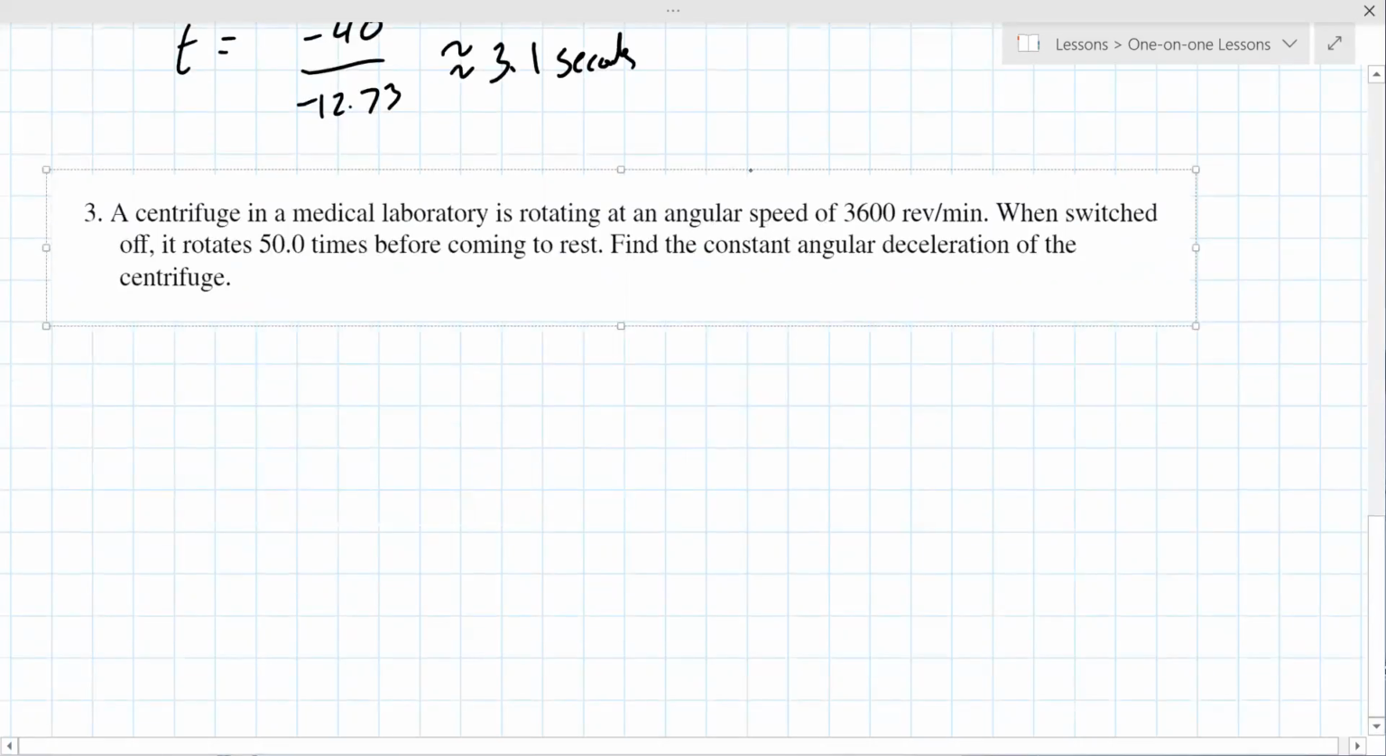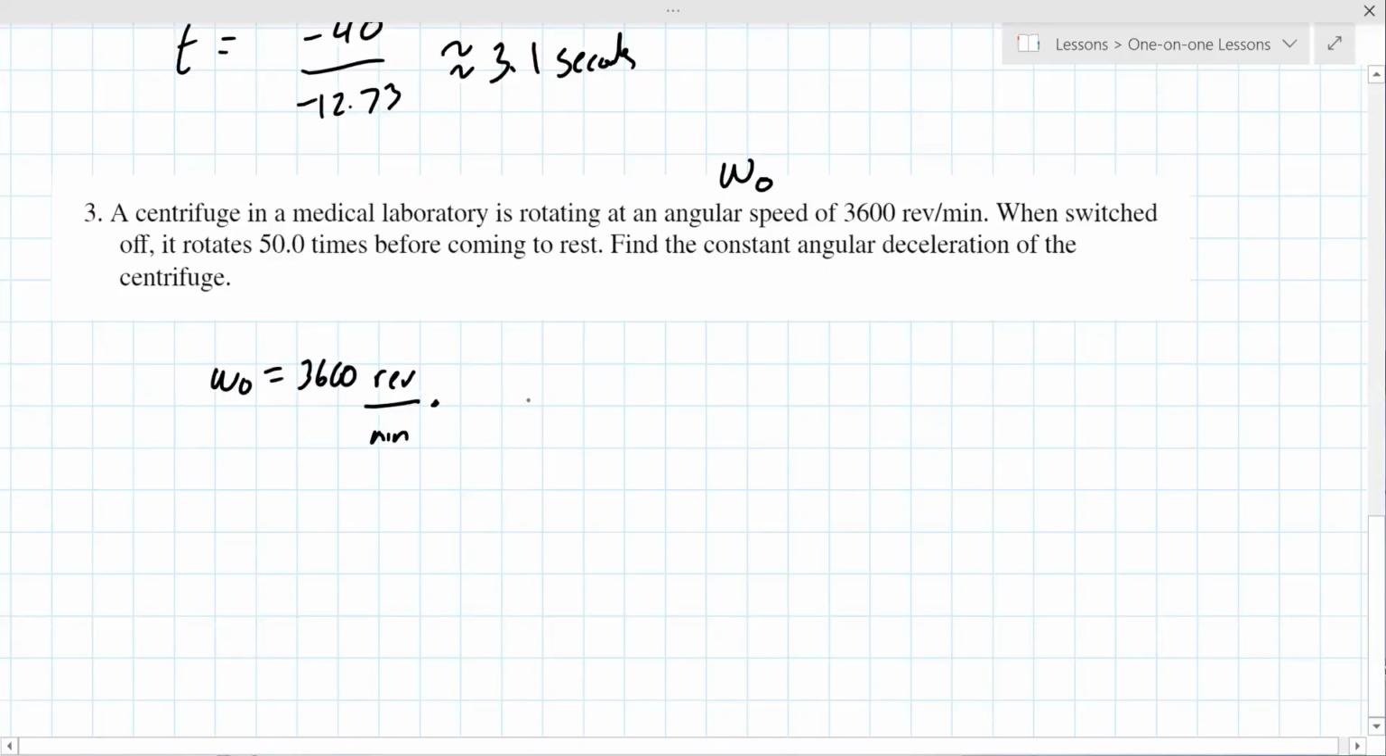Okay, so an angular speed, that's omega. Omega initial is 3,600 revolutions per minute. We have to convert this to radians per second. So 1 revolution is 2 pi radians. 1 minute is 60 seconds. You got to know that right away.